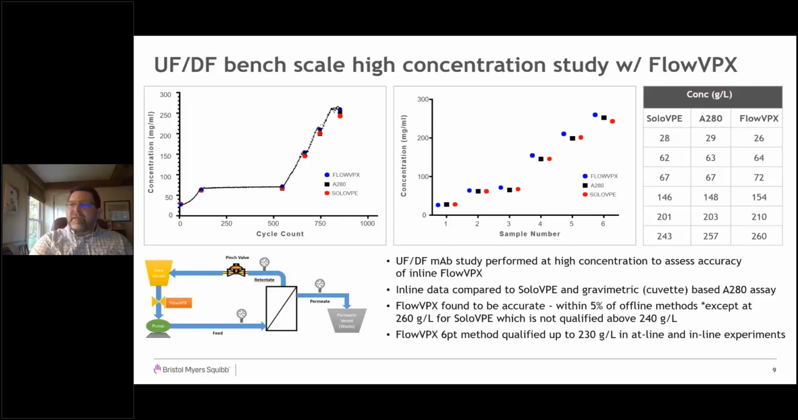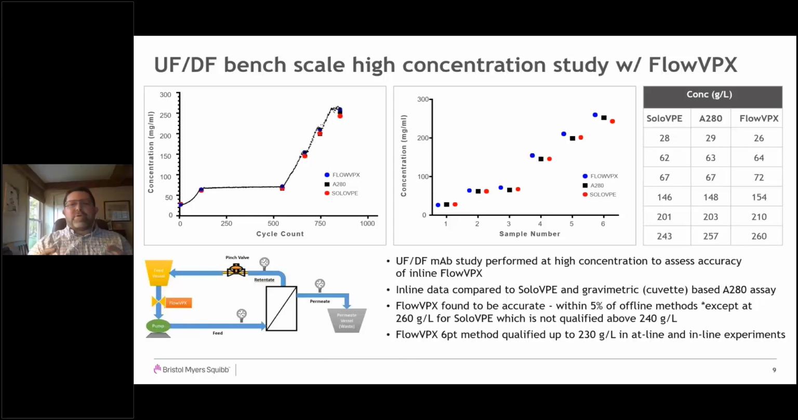So what we did in these initial studies when we were screening the VPX was that we took this monoclonal antibody, the one I had mentioned with a very high extinction coefficient, and ran it and compared it to 2 other offline methods. As I mentioned, the solo VPE before and the A280. The A280 is, I mentioned, a gravimetric-based method. When I say gravimetric, it means it's done in a quartz cuvette.